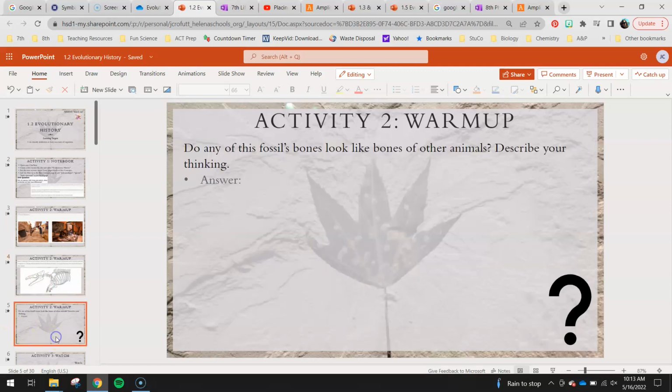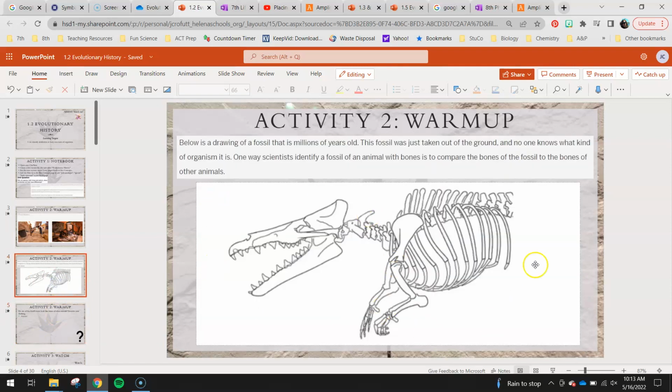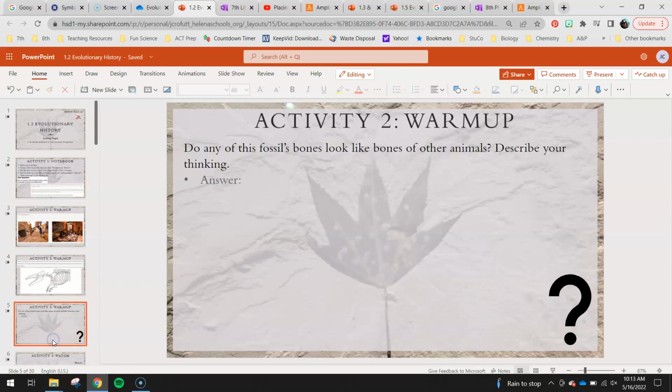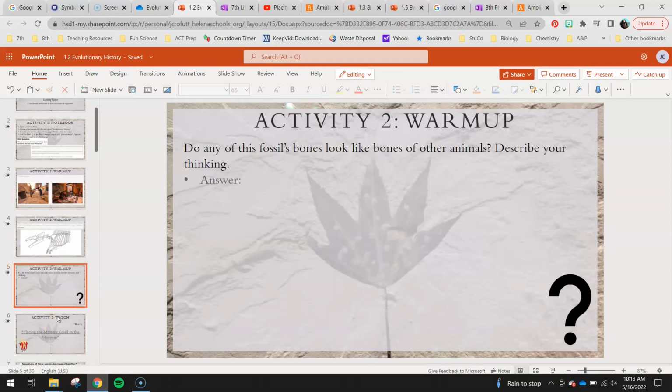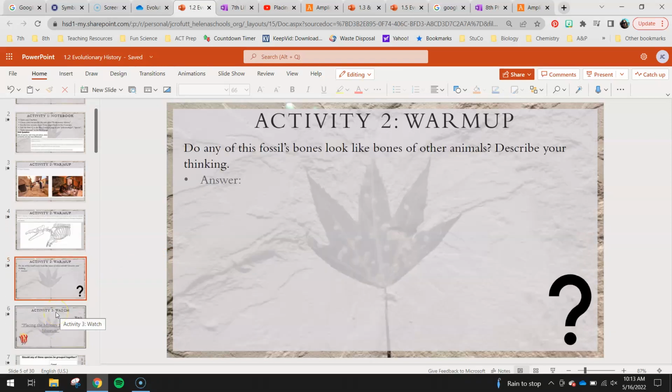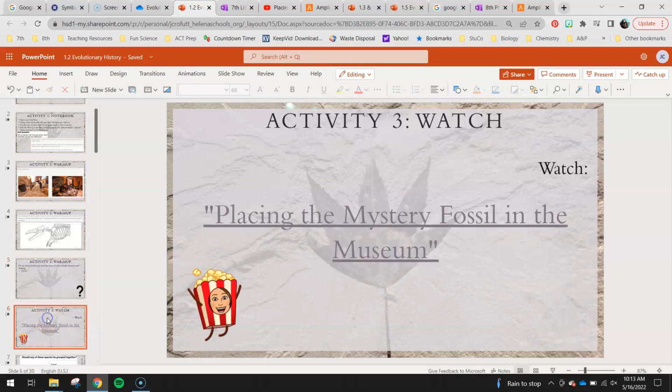Your warm-up question: do any of the fossil's bones look like bones from other animals? Describe your thinking. Take a look at what you see. What do you notice about it that might be something you are familiar with? Answer that question there. When you are done, you can pause this video as you need, and move on to activity 3.